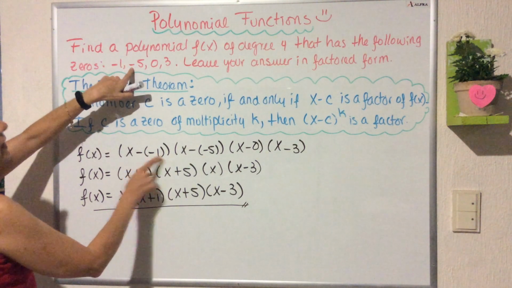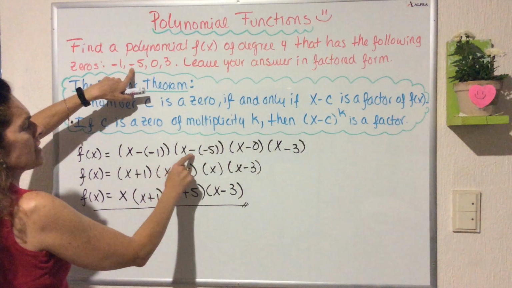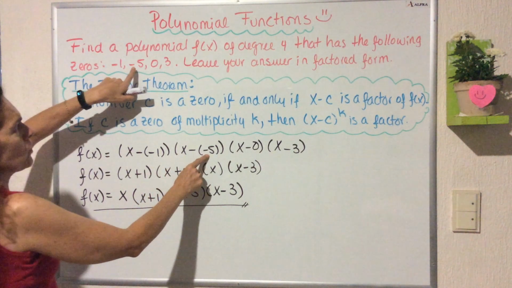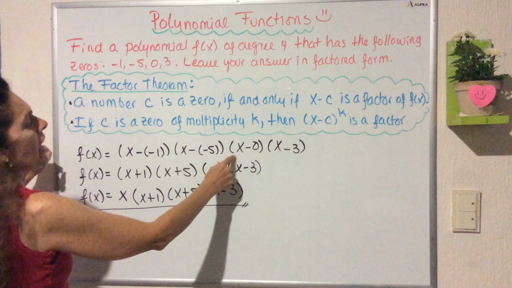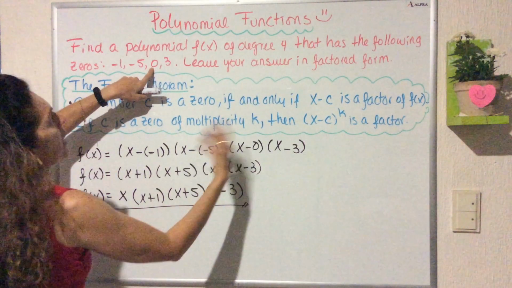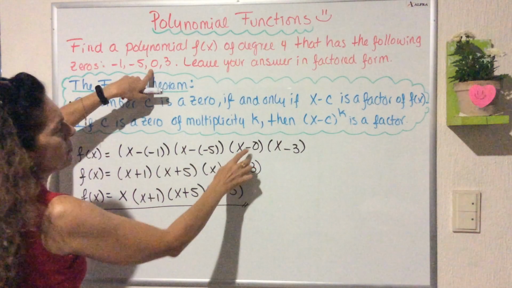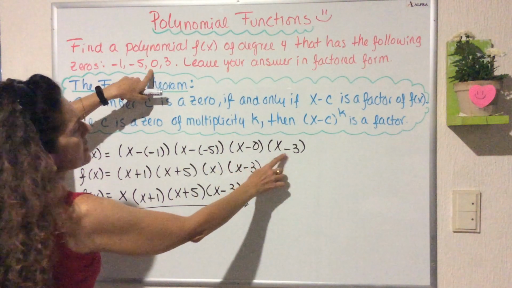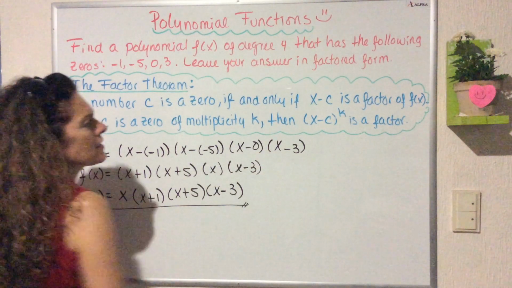And then times the other factor, which is x minus, and now minus 5, because now c is minus 5, times the other factor, x minus 0. We're not going to write minus 0 because the 0 is neither positive nor negative, okay? And then x minus 3, because 3 is positive in this case.